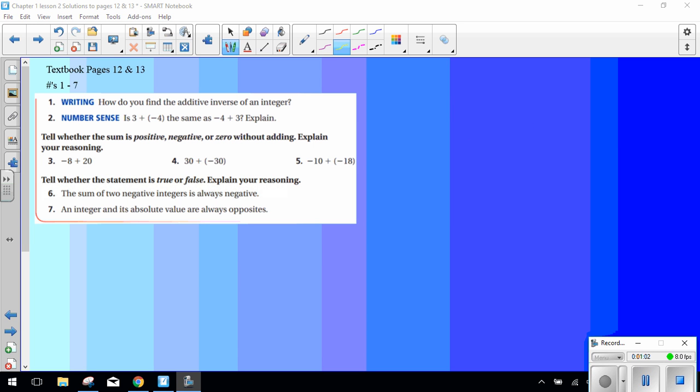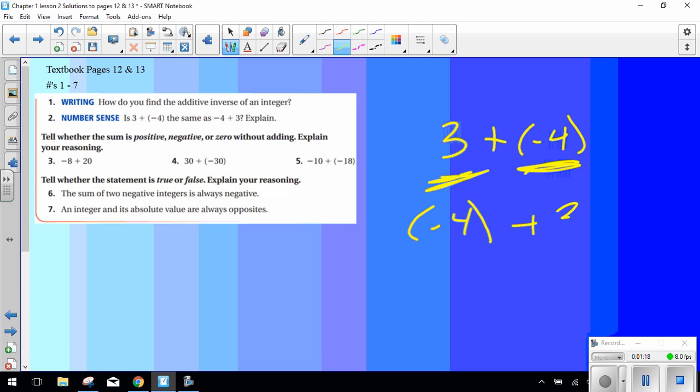Okay, for number 2, is 3 plus negative 4 the same as negative 4 plus 3? Well, if we take a look at this, 3 plus negative 4. Now, if I take this guy and write it here, plus take this guy and write it here, is that still the same thing? And the answer to number 2 is yes. We're pretty much using the commutative property. I just moved these 2 numbers around. The 4 stays negative and the 3 stays positive. So yes, all we're doing is using the commutative property to move the 3 and the negative 4.